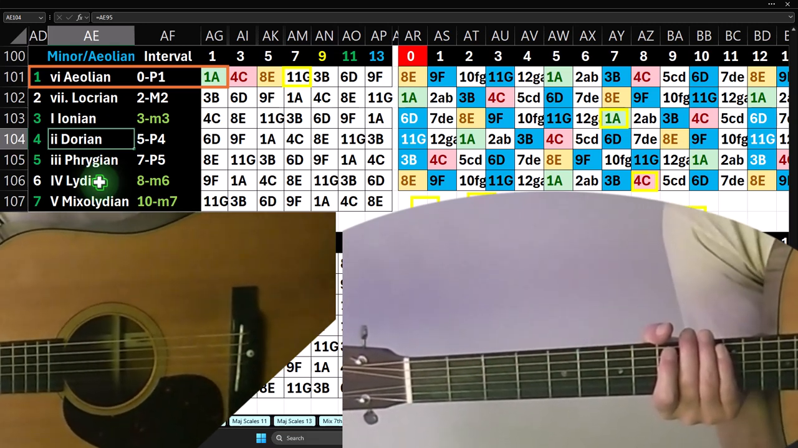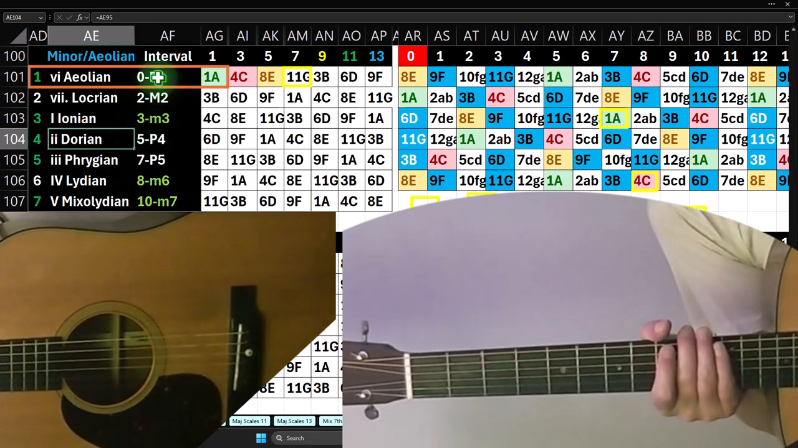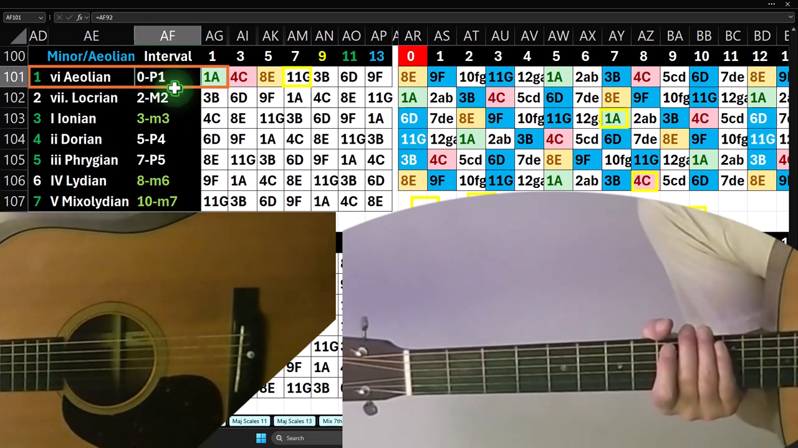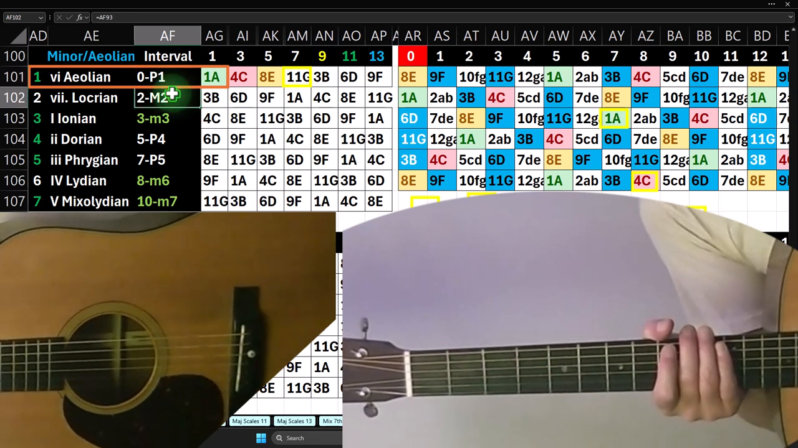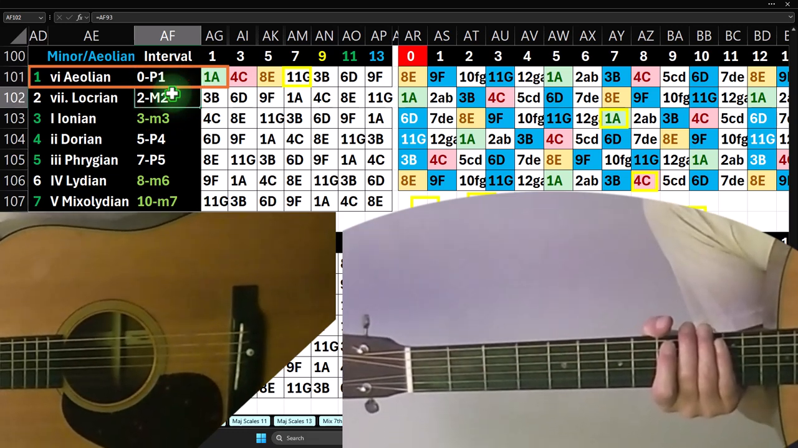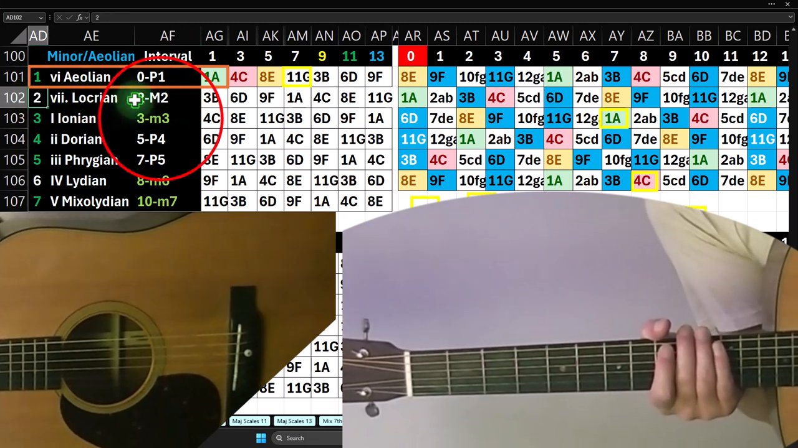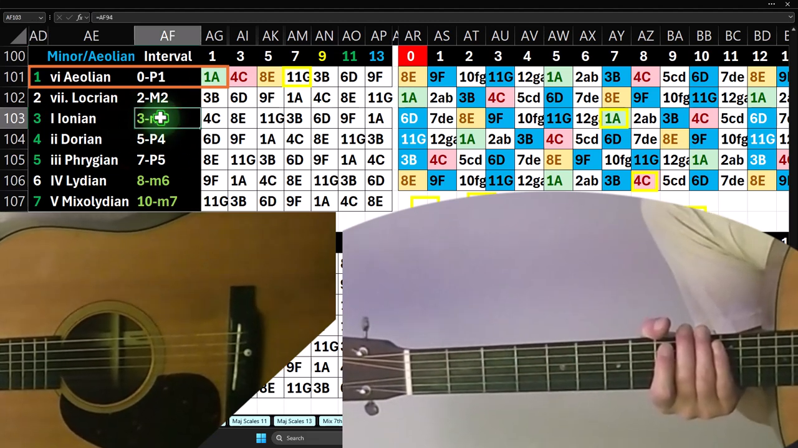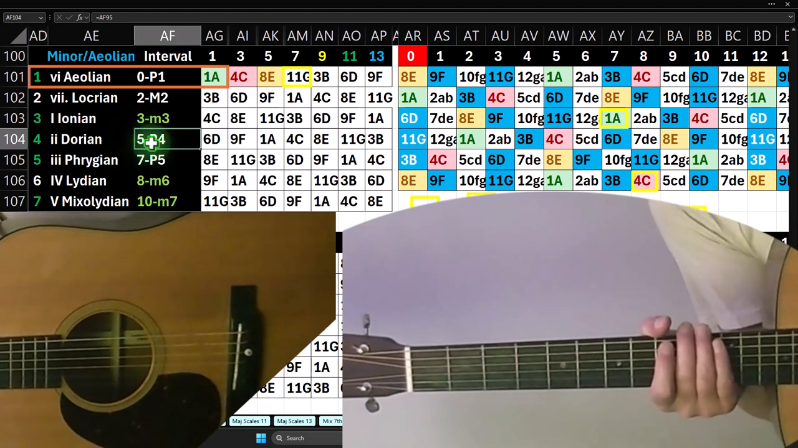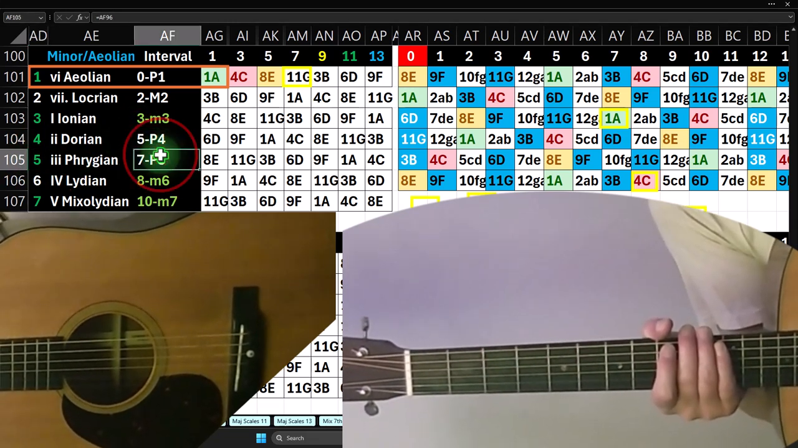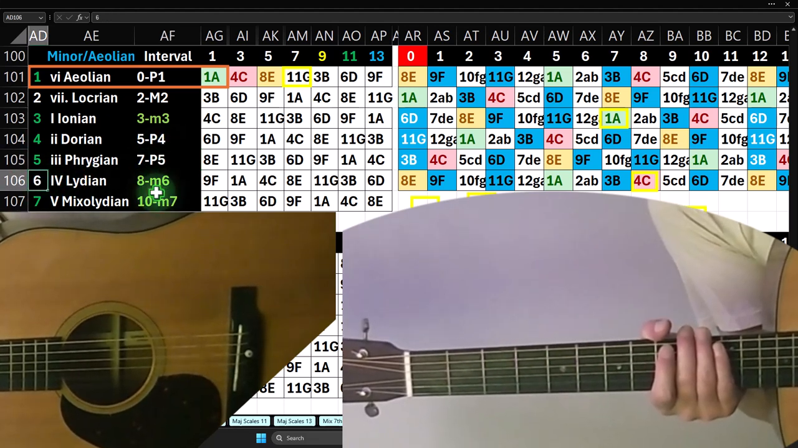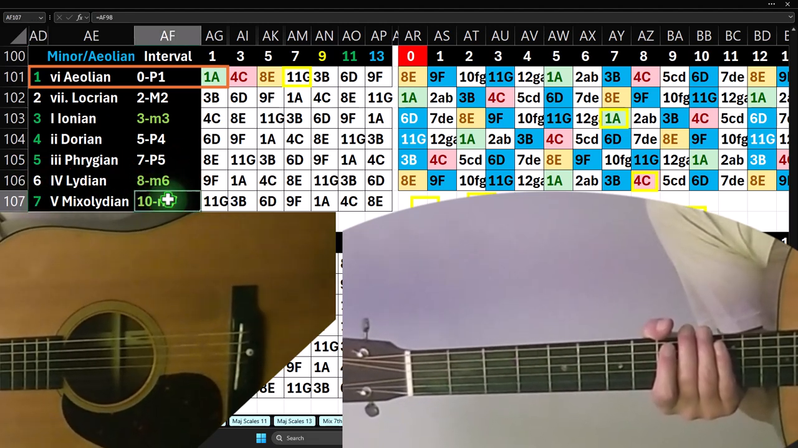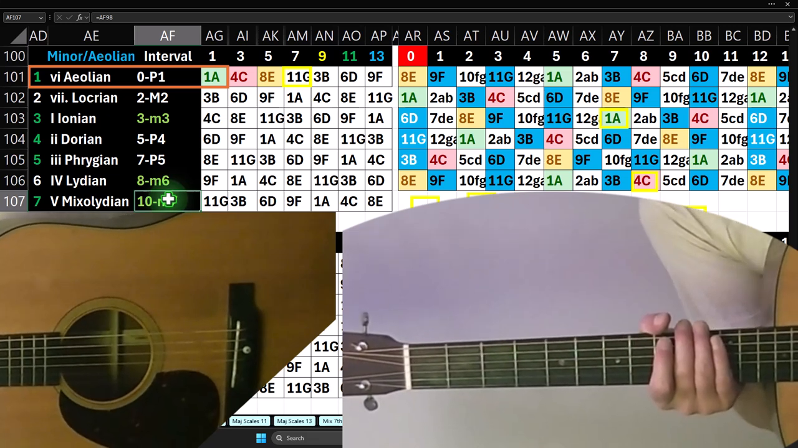So that's the idea. Now, we could memorize the minor scale by saying it's the opposite of the major, comparing it to the major. It has a perfect first, which is the same, and then the major second that doesn't change. So the second here is a two-note-away major second. The third is now a three-note-away minor third instead of a four-note-away major third. The fourth is still a five-note-away perfect fourth. The fifth is still a seven-note-away perfect fifth. The sixth is now, instead of a nine-note-away major sixth, an eight-note-away minor sixth. And the seventh is now, instead of an eleven-note-away major seventh, a ten-note-away minor seventh.